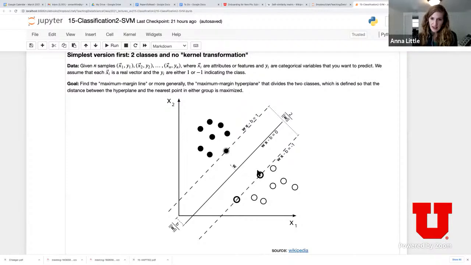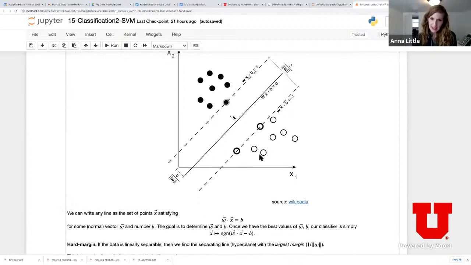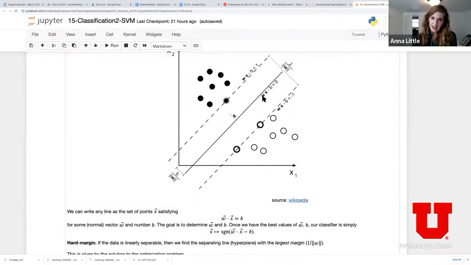So this is the picture to have in mind. There's a little calculation to work it out, but this middle line is the inner product of W and X minus B equals 0. Then this is the line inner product of W and X minus B equals 1. And this is the line inner product of W and X minus B equals -1. A little calculation can work out that the size of the margin, the distance from the middle line to an outer line, is 1 over the norm of W.